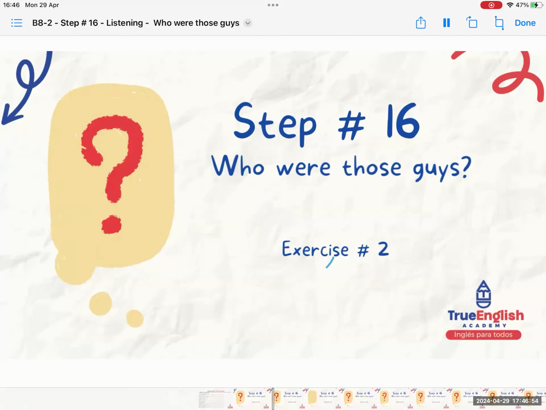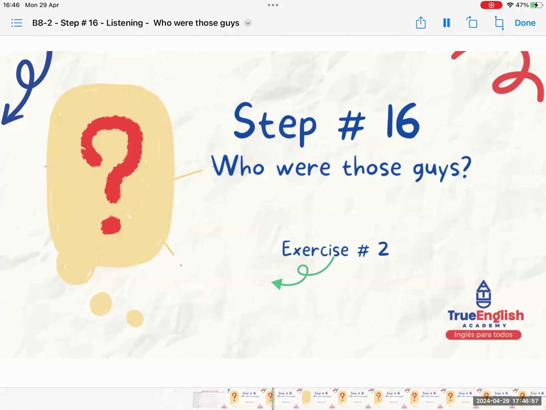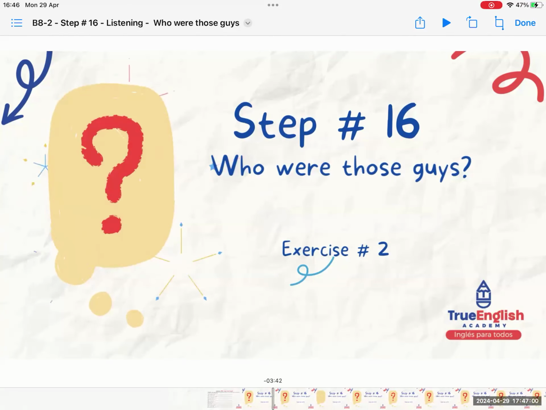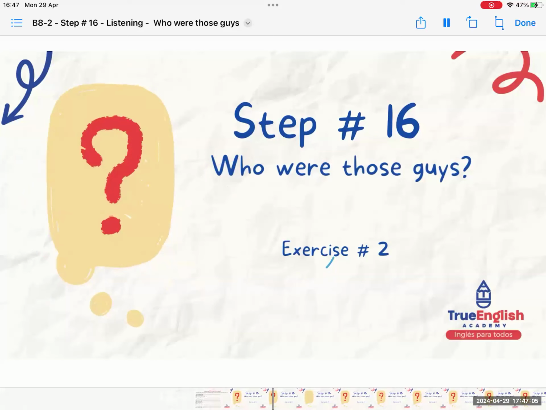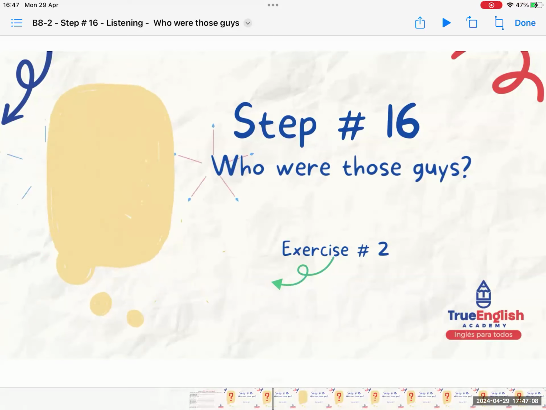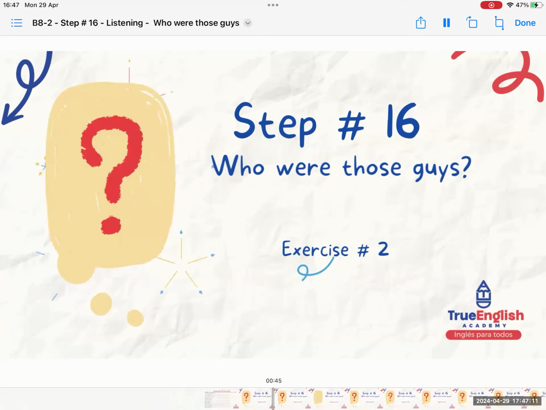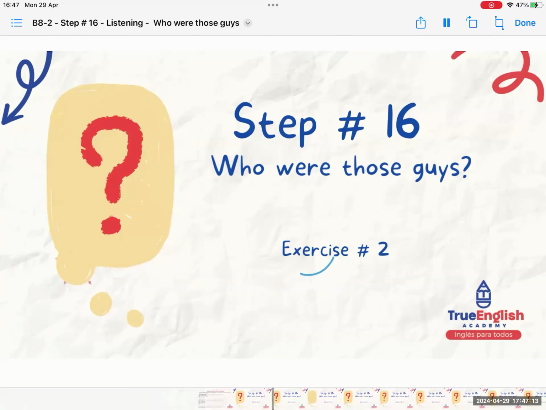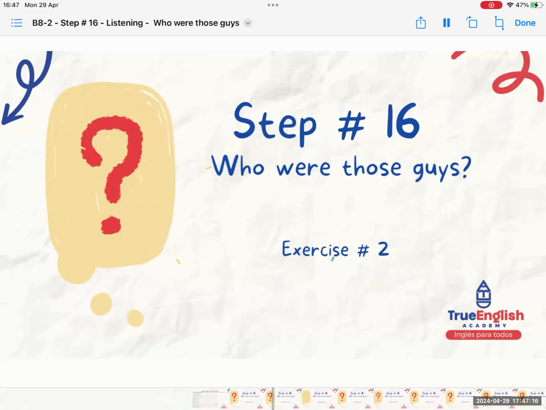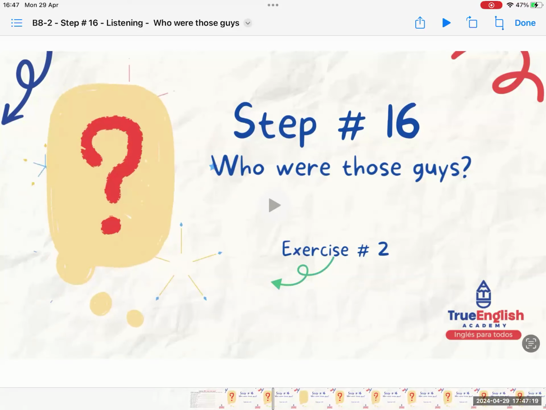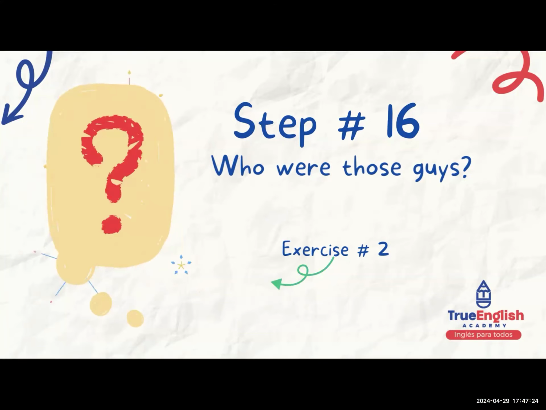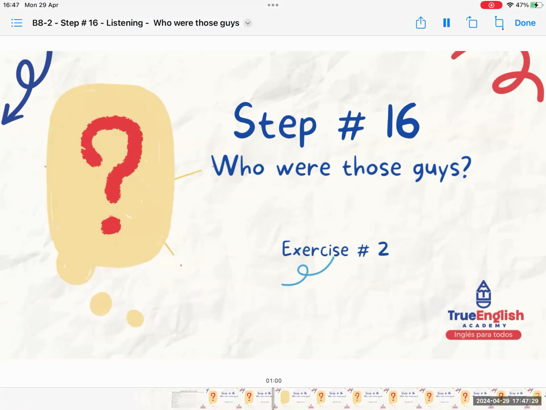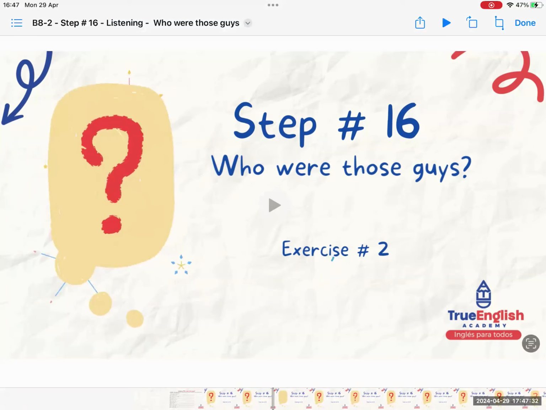Number 2. Michael Jackson was the singer that we know as the King of Pop. You got it? Michael Jackson was the singer that we know as the King of Pop. You got it, guys? Yes.